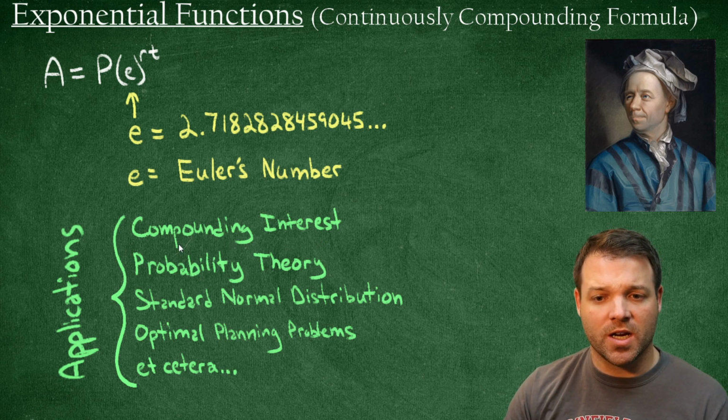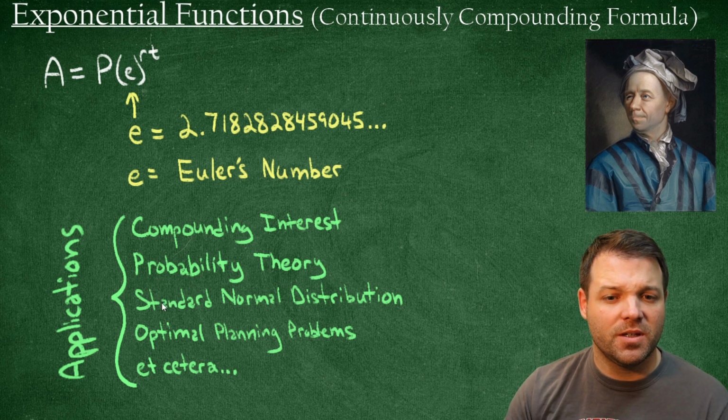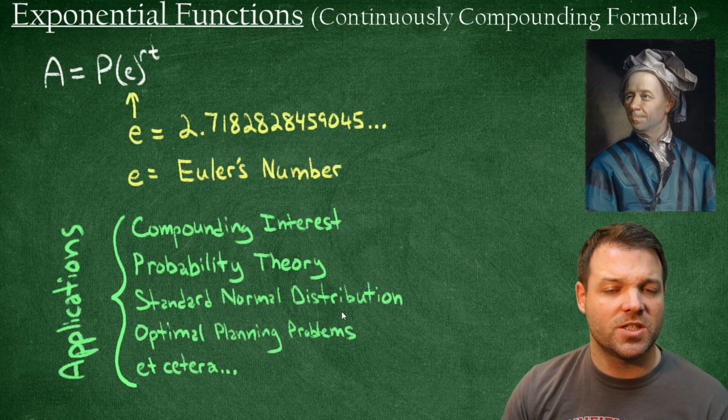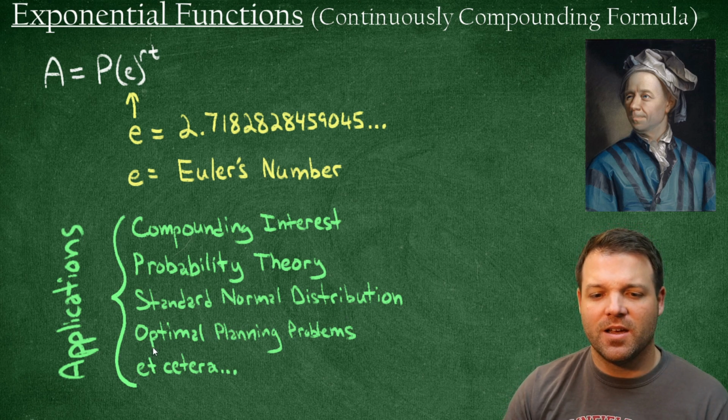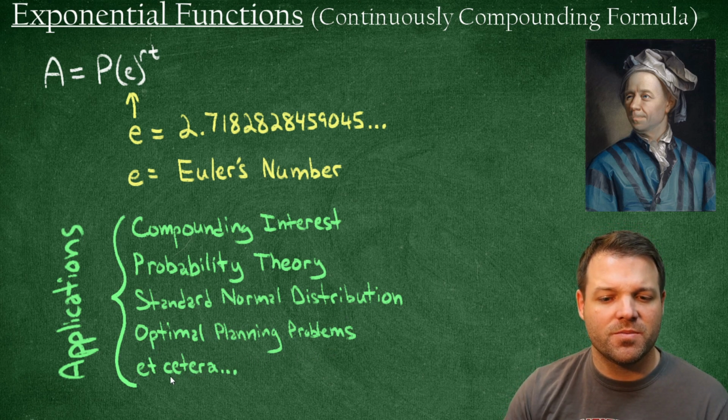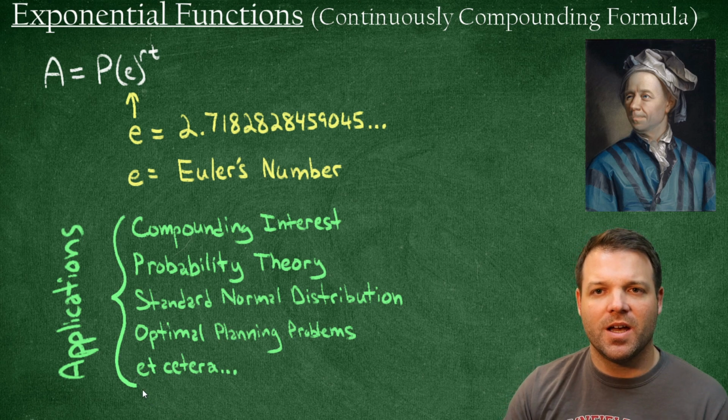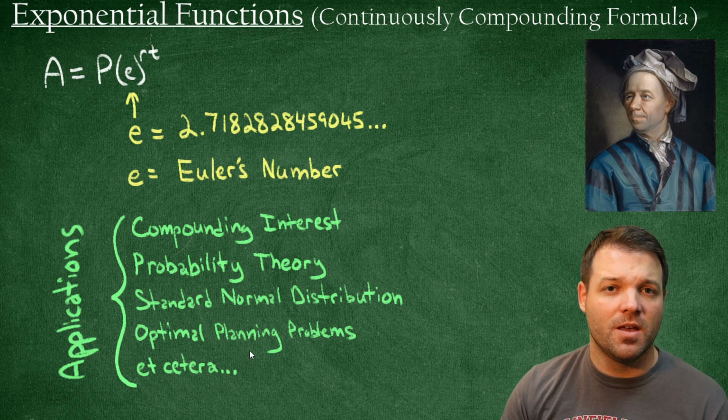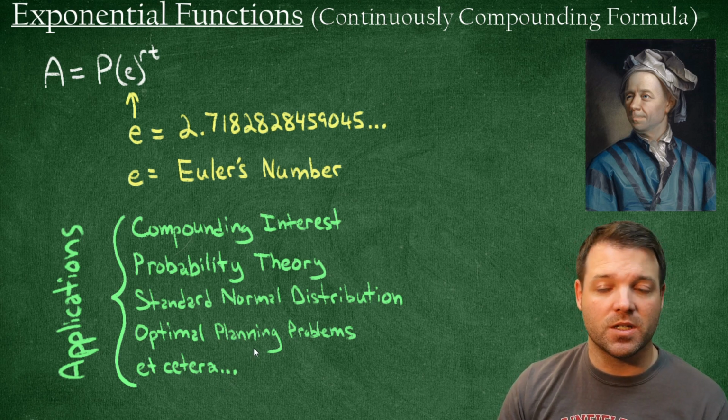Right now, we're talking about compounding interest, but e also shows up in things like probability theory, the standard normal distribution in statistics, optimal planning problems, probability, really all over the place. e pops up just like pi pops up in different places.